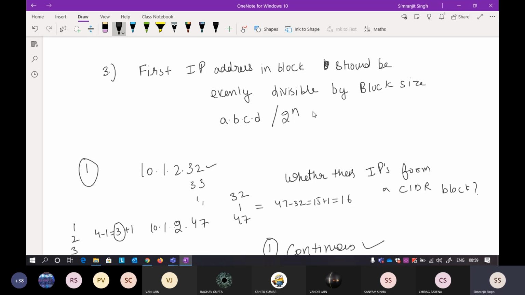Actually you do not have to divide it, you just have to follow that trick. What is the trick? If you are dividing by 2 raised to power 4, the least significant 4 bits should be 0. That is your remainder. If it is 0, you can directly say it is divisible. There is no need to check it.